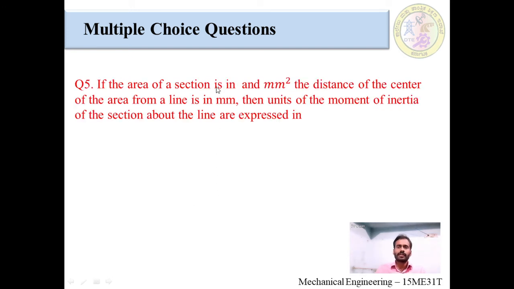Next question: if the area of a section is in mm square and the distance of the center of the area from a line is in mm, then the unit of measurement of the moment of inertia of the section about the line is expressed in what? You have to find the unit of measurement of moment of inertia if the area is given in mm square and the distance is in millimeters. So identify the correct answer and mark the right one.